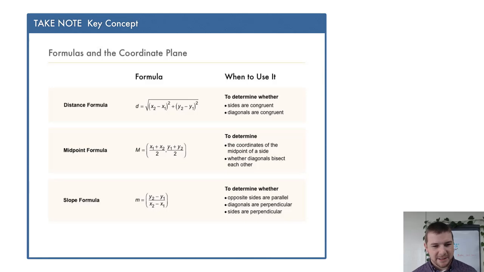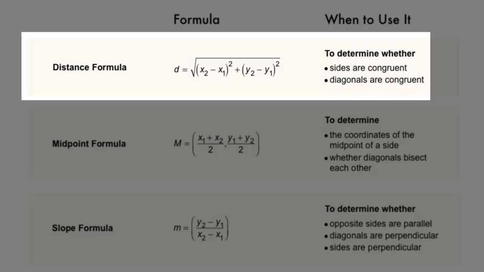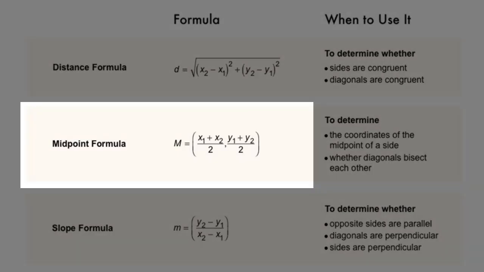First, recall the distance formula. D, the distance, equals the square root of the quantity x2 minus x1 squared plus y2 minus y1 squared. And when to use it? We're going to use it to determine whether sides are congruent or diagonals are congruent as we consider polygons on the coordinate plane.